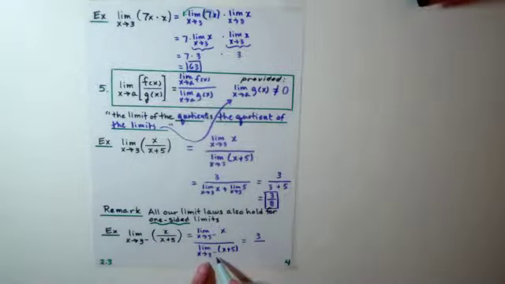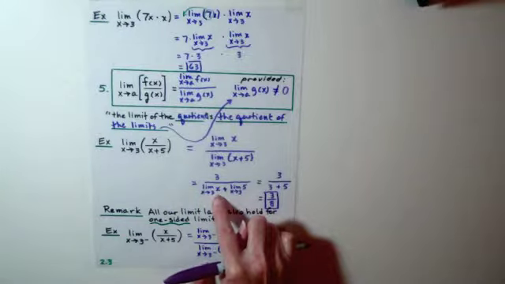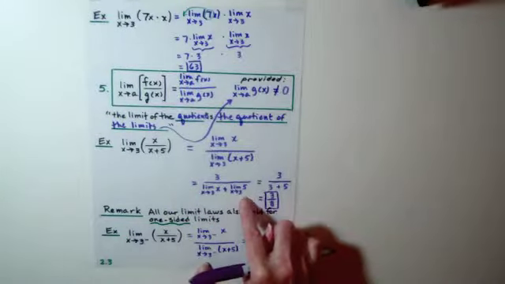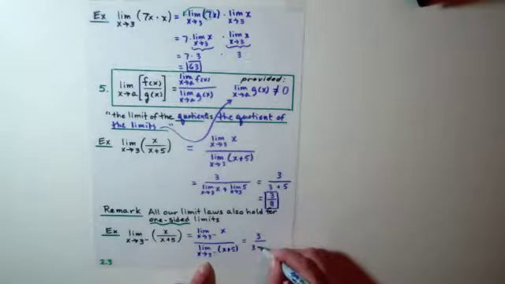And in the denominator, again, you could break it up into the limit as x approaches 3 from the left of x plus the limit as x approaches 3 from the left of 5, using the sum law for a one-sided limit, a left-hand limit. And you would end up with exactly the same numbers in the bottom.